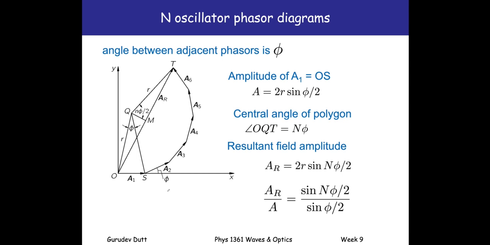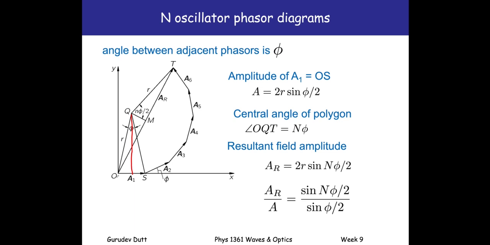This angle phi is the same as this angle phi, because the radius R is always normal to the tangent to the circle, and therefore these two R's are exactly perpendicular to these two phasors, and therefore they have the same angle phi. So right away, in this triangle over here, we can see that A1 divided by 2 is R sine phi over 2. So the amplitude of A1, which is OS, is simply 2R times sine phi over 2.